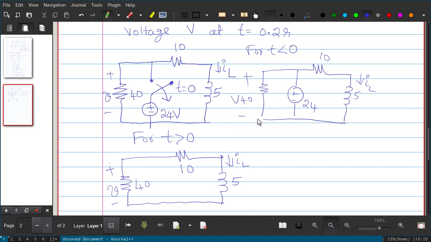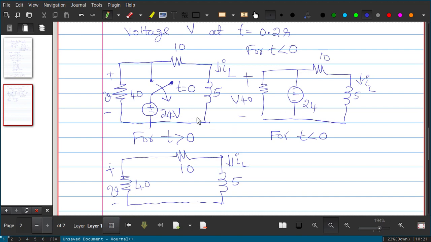Second step: we have discussed the initial condition of the inductor in the beginning, so we have to use that. That means for t less than 0, this is the circuit, and a constant DC current is flowing through this. When a constant DC current flows through an inductor, how can you model that? It can be modeled as a short circuit.